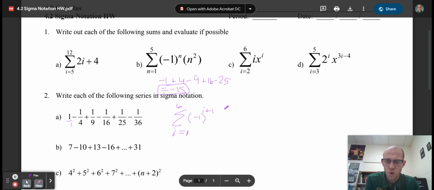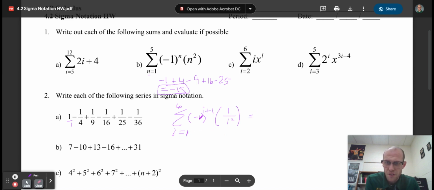And now this is 1 over, it looks like my index value squared. So I was using the letter I for my index value. Here they use the letter N, whatever you want. And that should do it. You can test it out to make sure it's going to work.